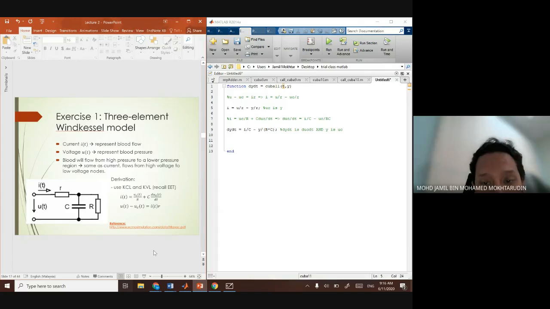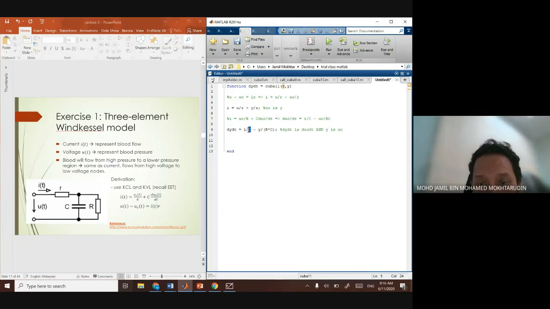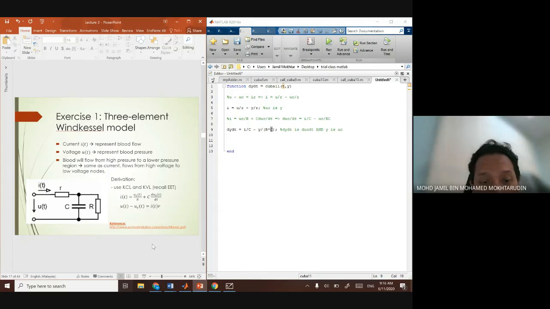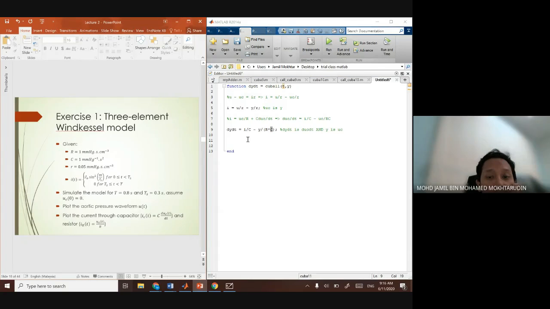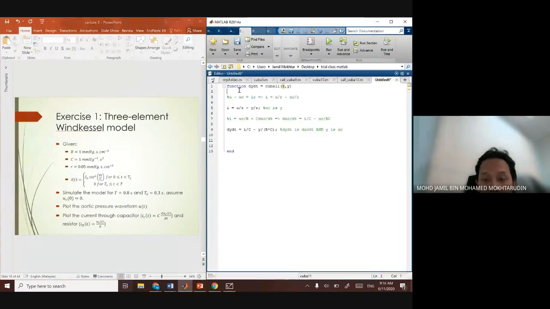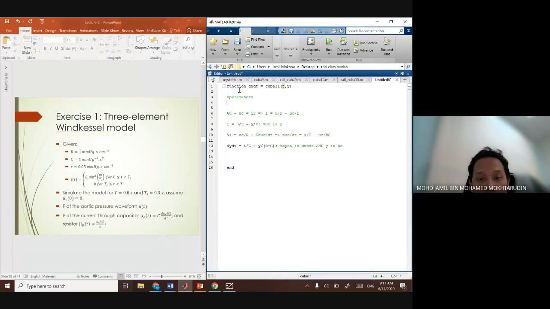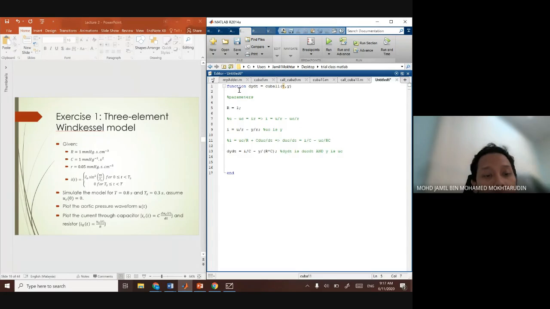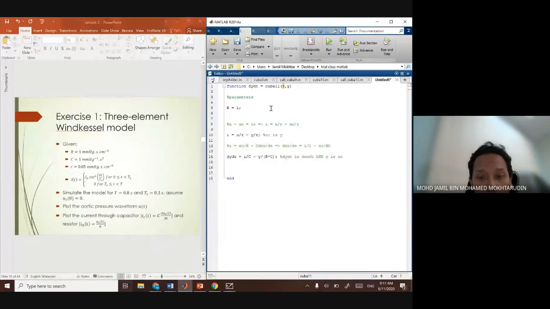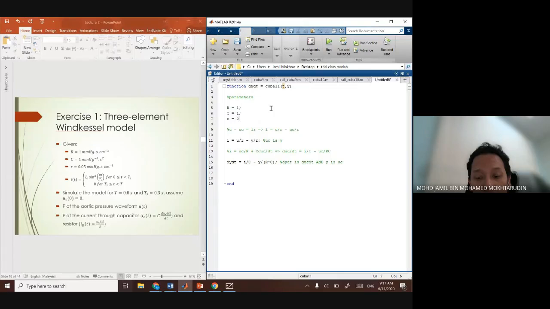And then we don't have the values for R and C here. So in the next page, okay? So R equals 1. Usually we ignore the units, okay? C equals 1 and R equals 0.05.